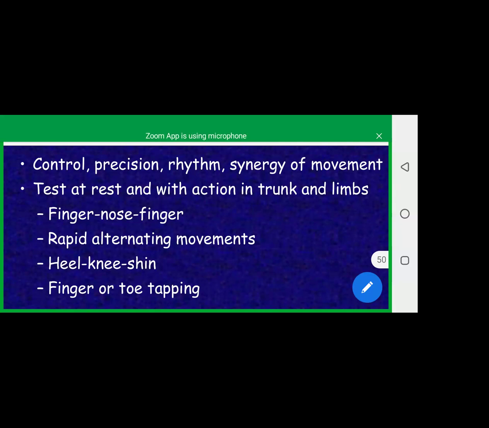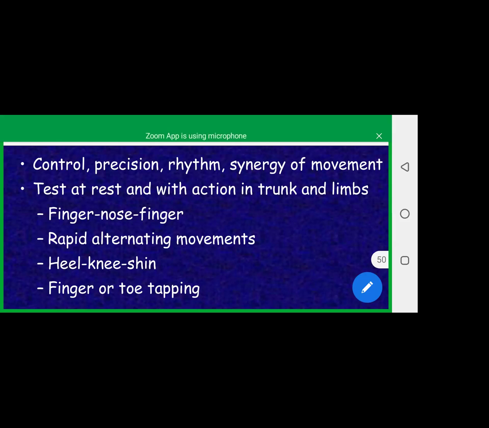So after consciousness, the next thing we are going to do is meningeal signs. And we said there are 3 meningeal signs: neck stiffness, Brudzinski sign, Koenig sign. So after that, we do the cranial nerves, which we have said: the facial nerve, which is cranial nerve 7, and the swallowing reflex, which we assess for cranial nerve 9 and 10.